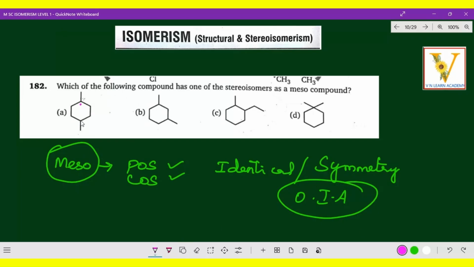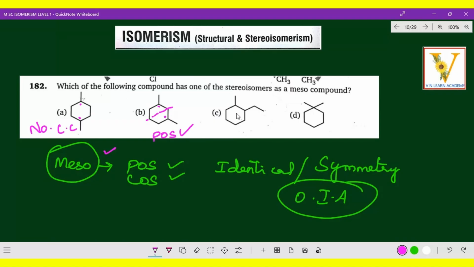Here, as we observe, there is no chiral center available. When we observe this compound, a chiral center is available. When we cut over here, POS is present. Minimum two chiral centers have to be present, so that will be applicable for a meso compound. POS is available and minimum two chiral centers are available, yes, that is also applicable. So option B is the correct option.